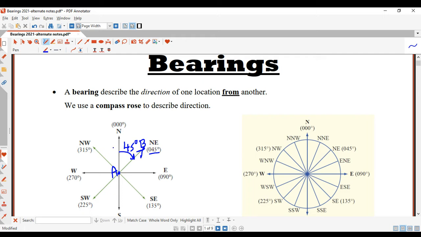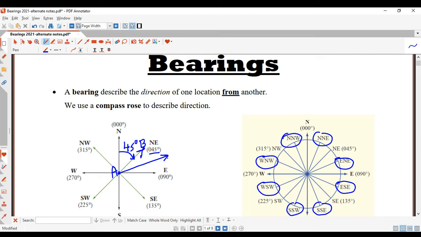Now, obviously, we need more accuracy to describe other directions. What if someone was standing out here somewhere? So we can have a second compass rose which has even more directions on it. You've got things like northeast and north-northeast. North-northeast is halfway between north and northeast. This is east-northeast, east-southeast, south-southeast, south-southwest, west-southwest, west-northwest, and this is north-northwest.